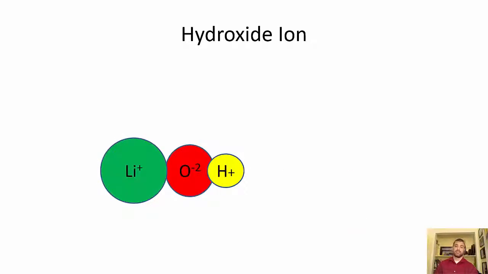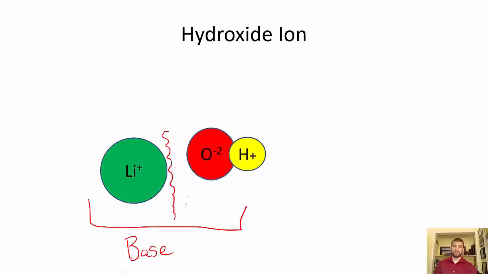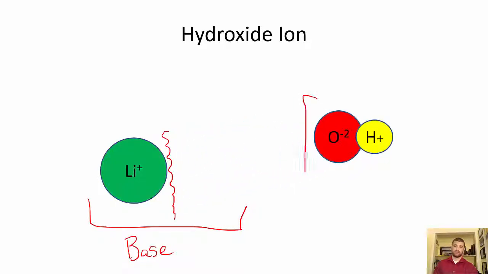All right, and the hydroxide ion, say here we have lithium hydroxide. It's a base. So what happens when you put it in water is it's going to split the hydroxide off of the lithium, and it's going to produce this OH-. So this right here is the hydroxide ion. The oxygen's -2 and the hydrogen's +1, so we get a -1 for the whole thing.